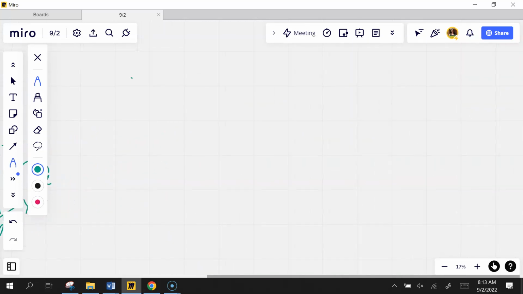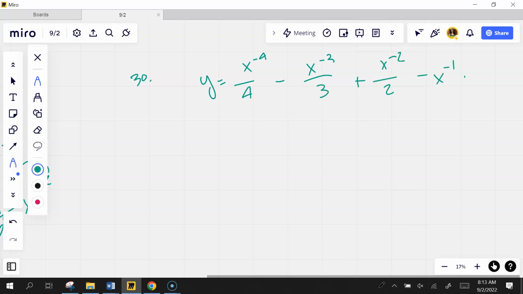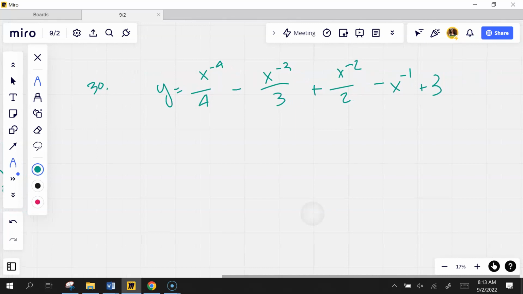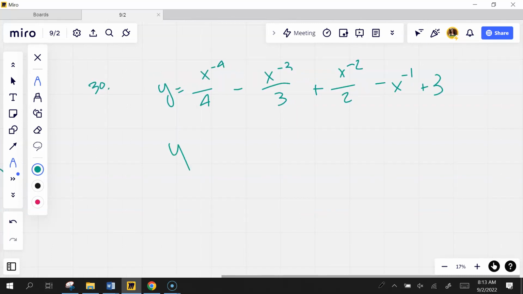Number 30: x to the negative 4 over 4. I think it's the negative exponents that are throwing y'all. Just so that you guys understand, I am going to change this to 1/4 x to the negative 4 minus 1/3 x to the negative 3, I think it'll be a little easier for you to see. But in derivatives, the negative exponents are absolutely okay.